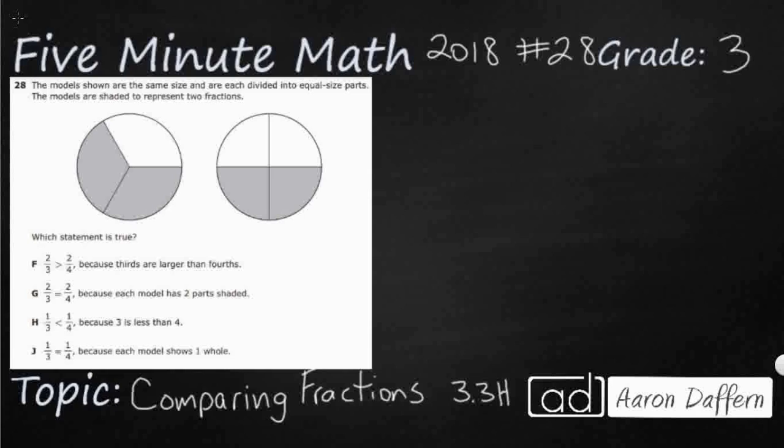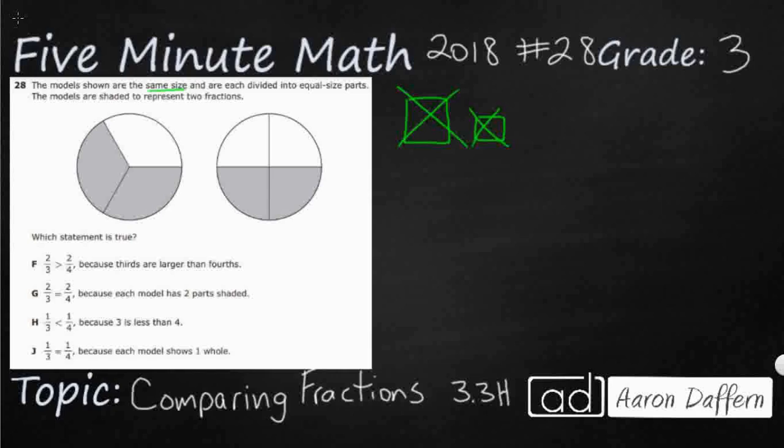So we have two models here, two circles. They are the same size. That's always going to be important because we are going to have to compare fractions. And when we're comparing fractions with models, we want to make sure the two pictures are the exact same size. It really wouldn't work if we wanted to compare fractions, let's say, of squares, and one square is big and one square is small. That would be very difficult.